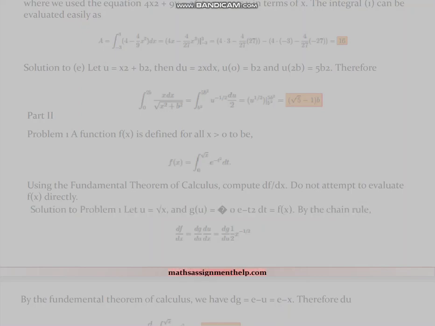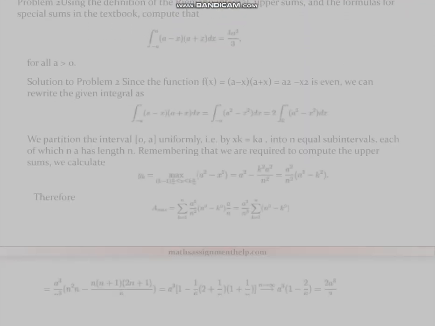By the fundamental theorem of calculus, we have dg/du equals e^(-u²) equals e^(-x). Therefore, df/dx follows. Problem 2. Using the definition of the Riemann integral, upper sums, and the formulas for special sums in the textbook, compute the integral for all a greater than 0.